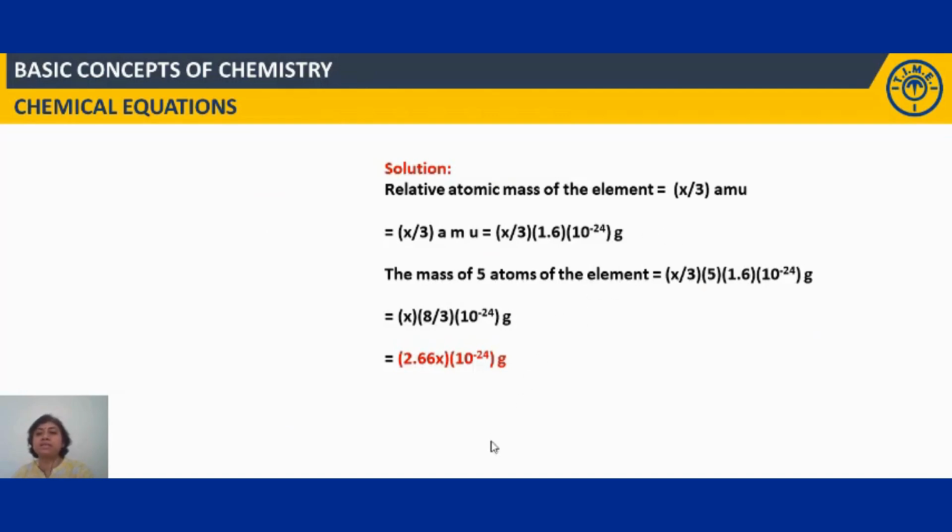Relative atomic mass is x by 3. So x by 3 into its mass. If it is in AMU, we are converting here immediately after finding out the relative atomic mass. So x by 3 into 1.6 into 10 power minus 24. Now 5 atoms means you have to multiply the whole thing by 5. So x by 3 into 5 into 1.6 into 10 power minus 24 grams, that is equal to 2.66x into 10 power minus 24 grams. Understood? Okay, good. So we'll move on to the next question.